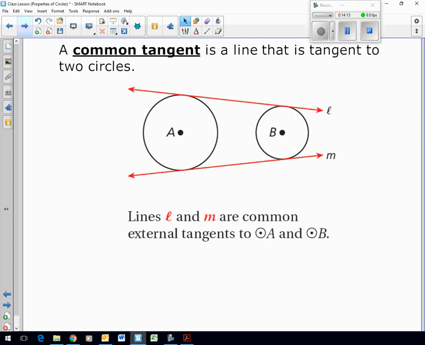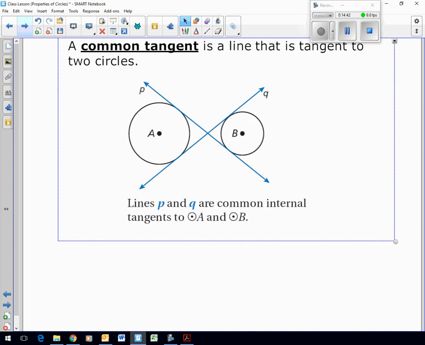Common tangents. A common tangent is a line that is tangent to 2 circles. In this case, line L is tangent to both circles A and B. As well, line M is tangent to circles A and B. So this has got 2 common tangents. Okay, line L and line M.